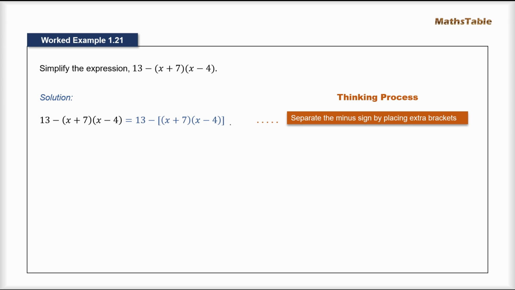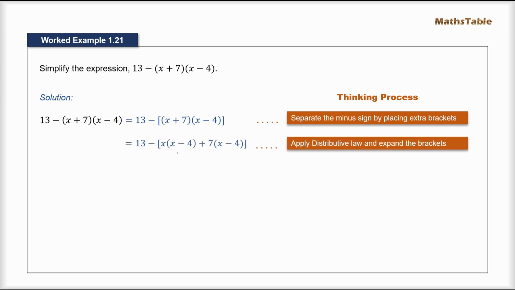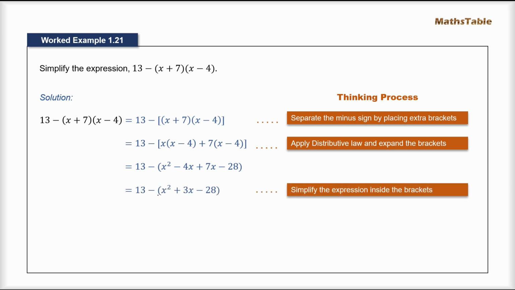We can first solve the expression inside the bracket, leaving this 13 and minus sign apart. So doing that and expanding using distributive law, we get x squared minus 4x plus 7x minus 28. Now these two terms, minus 4x and 7x, are alike, so we can combine them by adding minus 4 and plus 7. Hence we get x squared plus 3x minus 28.